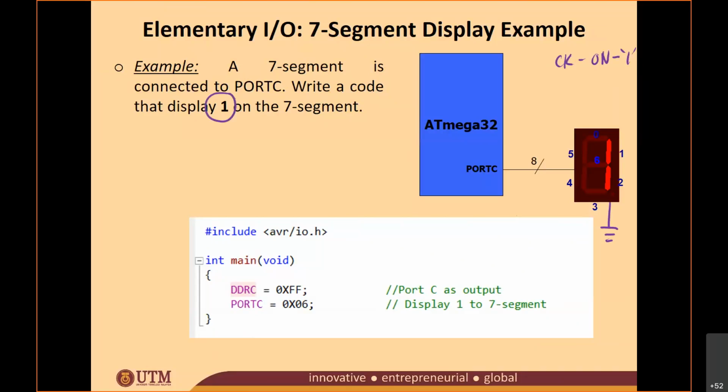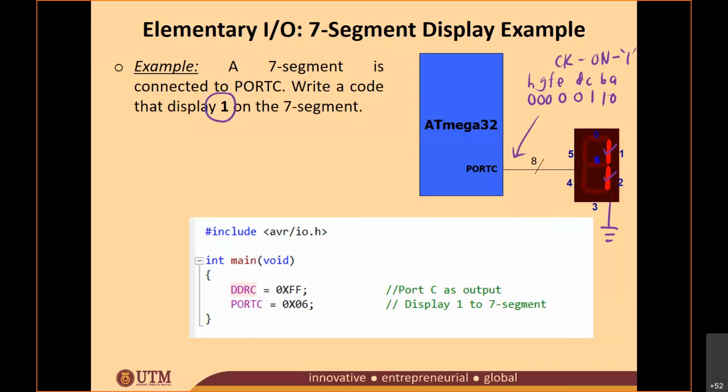To display 1, LED B and C should be turned on. So the value that you need to send out to your port C would be, okay, A, B, C, D, E, F, G, H. C and B turn on, so these get 1, and the rest get 0. So this is the value that you're going to send to your port C.